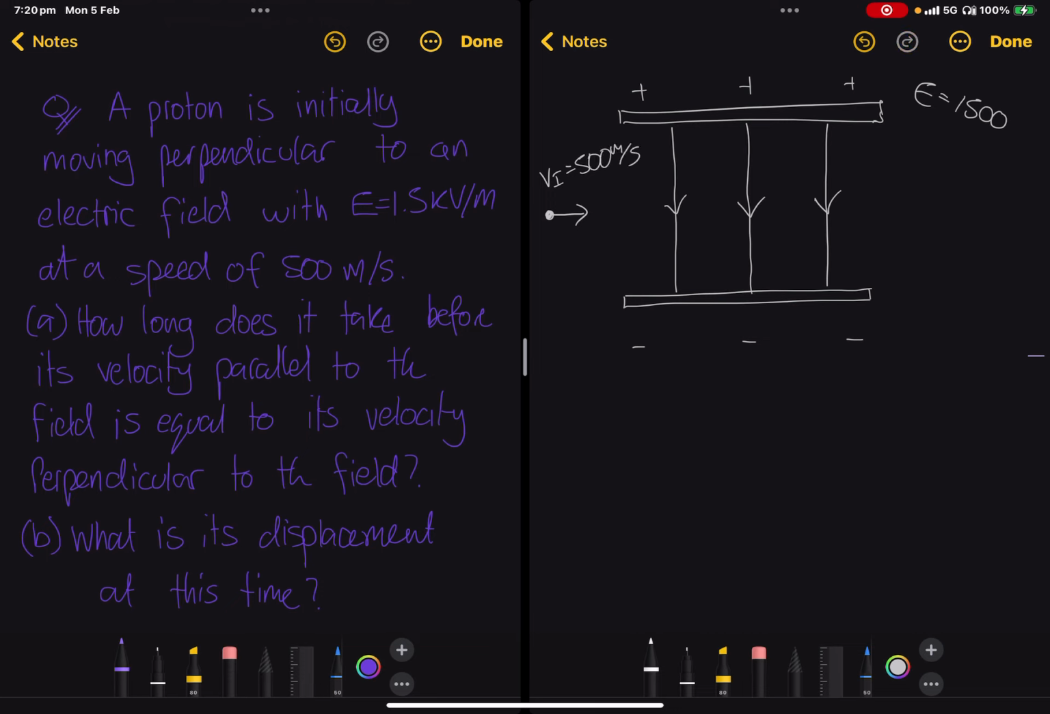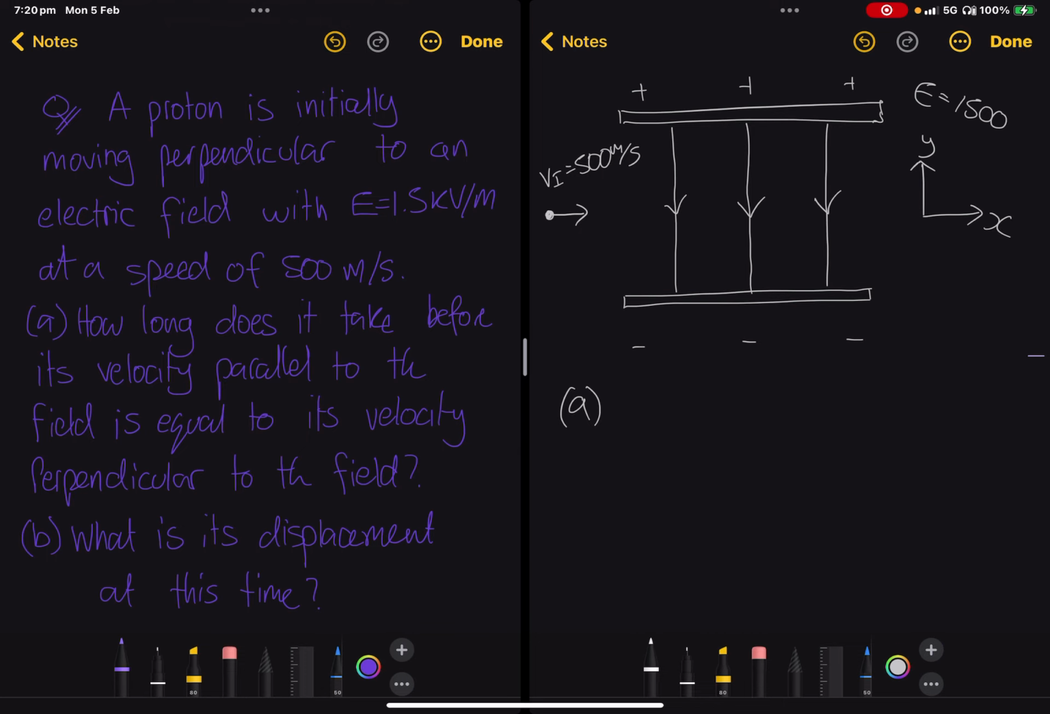So how long does it take before its velocity parallel to the field is equal to the velocity perpendicular? Okay, so we're going to set up acceleration, velocity, and position equations. So we have to pick our x and y directions. We're going to pick up to be y, going to pick across to be x. So we are going to ignore gravity in the case of this question. You won't do this with every question, but with this question we're just going to ignore gravity to make it a little easier to calculate.